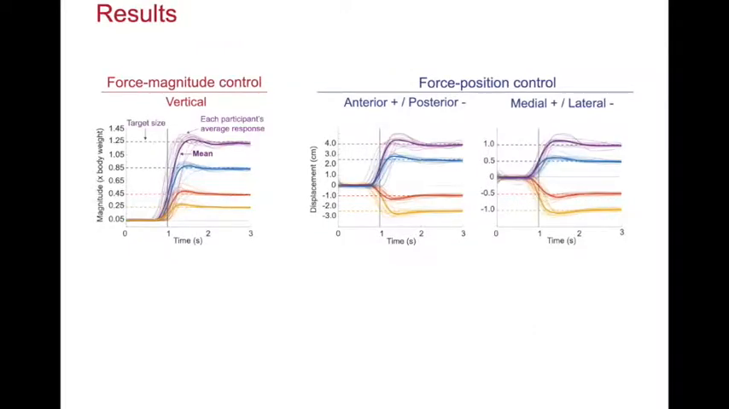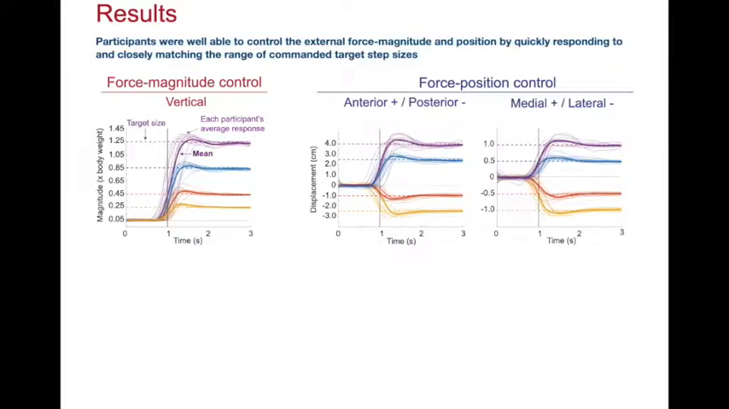All right, so moving on to some of the results. I found that people were well able to match the prescribed step functions for both force magnitude control and force position control. Again, time on the x-axis, and on the y-axis is the magnitude. And here in the faded color is the mean response of each participant, and the dark color is the overall mean response for force magnitude control and for force position control in the anterior, posterior, and medial lateral directions. Participants were well able to control the external force magnitude and position by quickly responding to and closely matching the range of command and target step sizes.